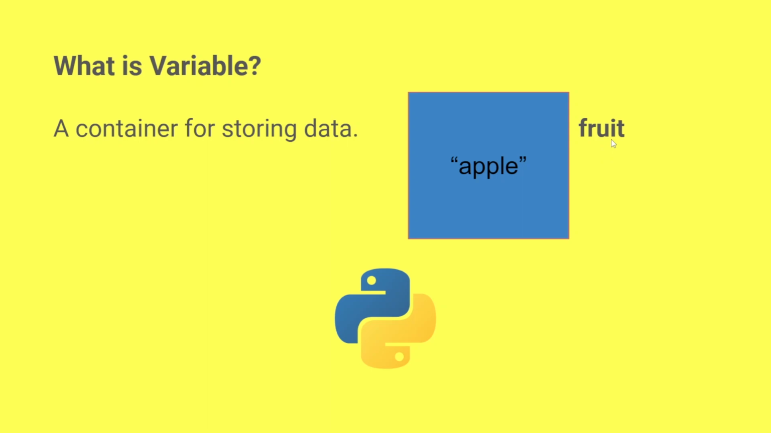Okay, so all you need to understand is that a variable is a container or a box for storing data, and every variable has a name as well. In this case, data is this string, the variable name is fruit. And it's not like you can only store a string inside a variable. You can store any kind of data, okay? It could be a string, it could be an integer, it could be a float, it could be a boolean. You can store any kind of data inside a variable.